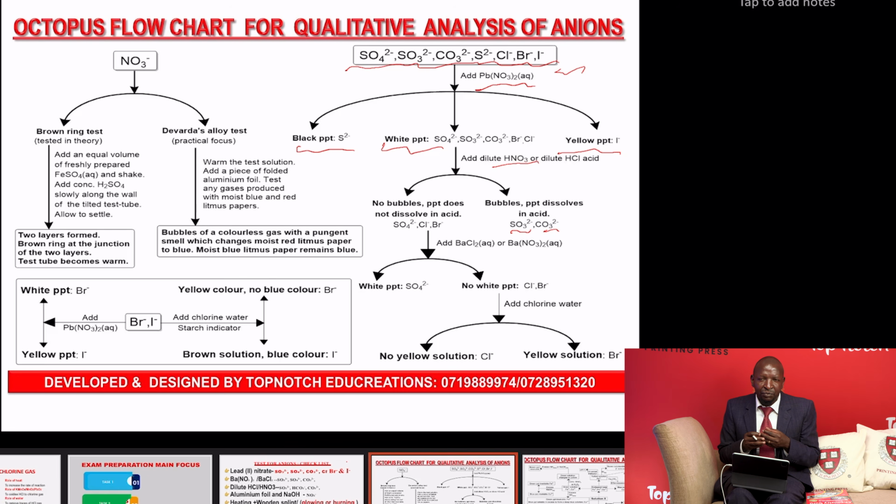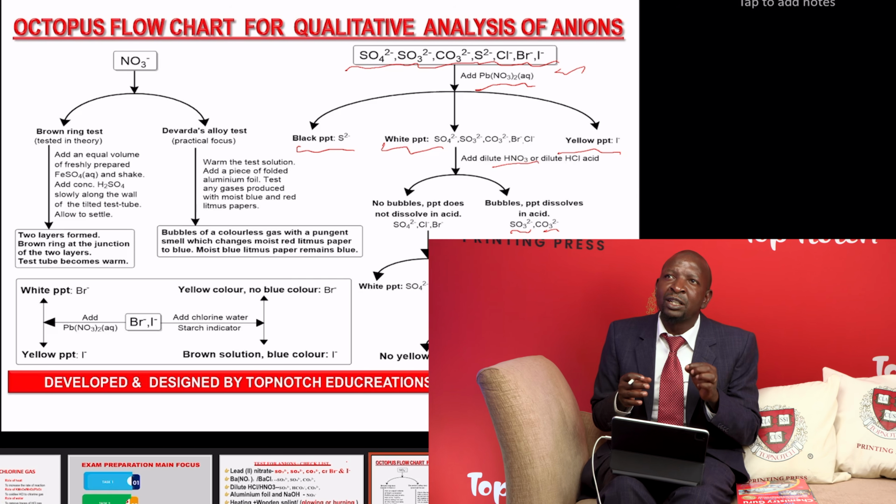And listen very clearly. This is the catch, and this is where many students get confused. On adding HCl, of course, you expect bubbles. So many students, if they don't get bubbles, they say sulfite and carbonate is absent. The role of qualitative analysis is to identify the cations and the anions present. Therefore, if you had started with lead nitrate and got a white precipitate, you said this is sulfate, this is sulfite, this is chloride, there could be bromide or carbonate.